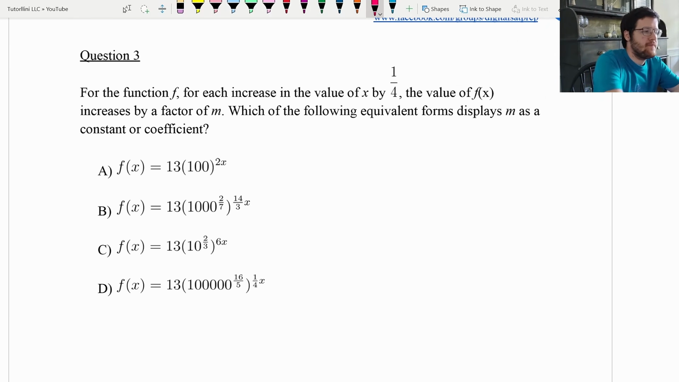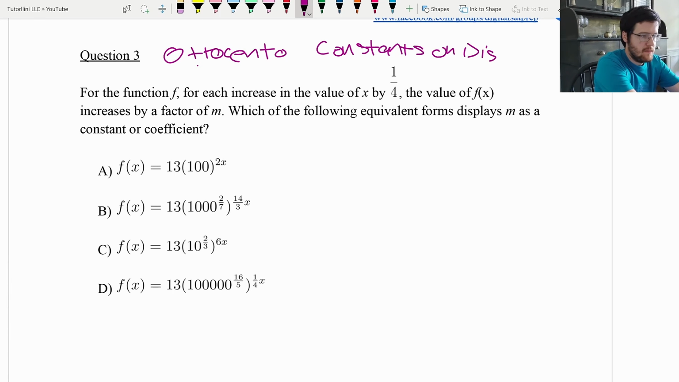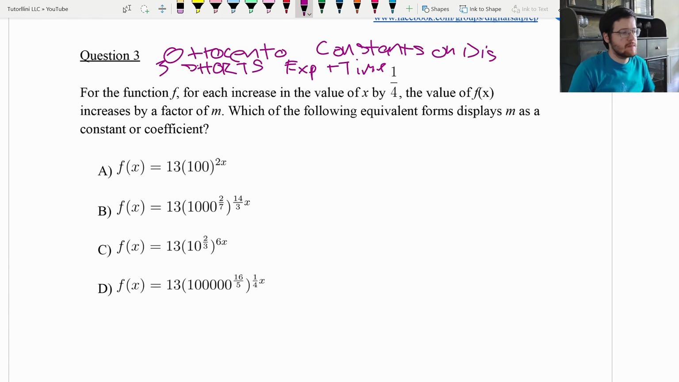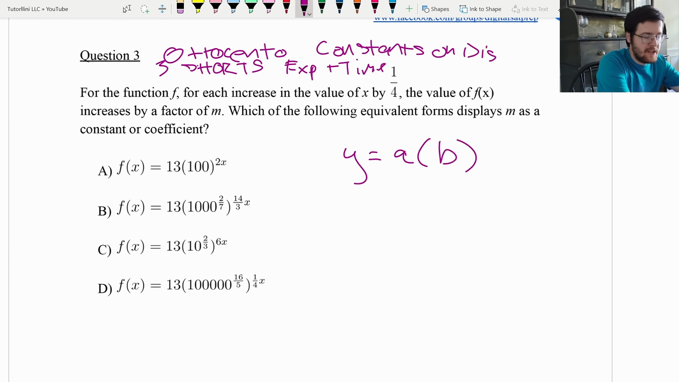Okay, question 3. I cover these in great detail in my Ottocento, I think it's number 17, called Constants on Display. You should also check out my shorts, which go over this concept. There's 3 of them, 3 shorts on exponentials plus time. That goes over the equation that this problem is testing you on. So that equation is y equals a times b to the t over n, but for this problem, it's not a word problem, so I'll just use x.